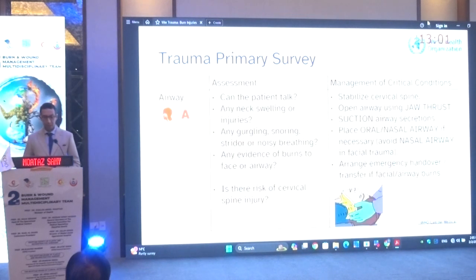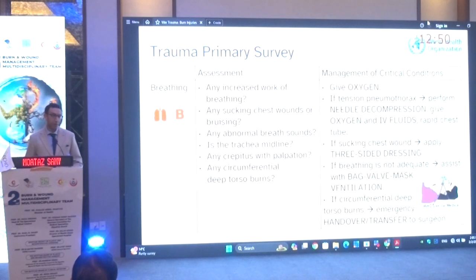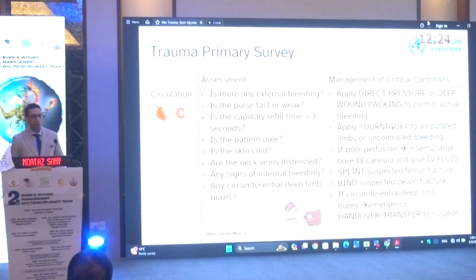Regarding the airway, we look for any trauma to the airway, head and neck, and any suggestion of cervical neck injury. Regarding breathing, we look for increased work of breathing, crepitus, absent breath sounds, or any circumferential burn around the chest or abdomen. Regarding circulation, as we mentioned, external bleeding; we also check the pulse, skin temperature and color, blood pressure, and capillary refill time.